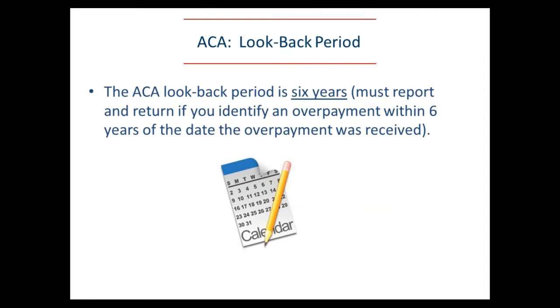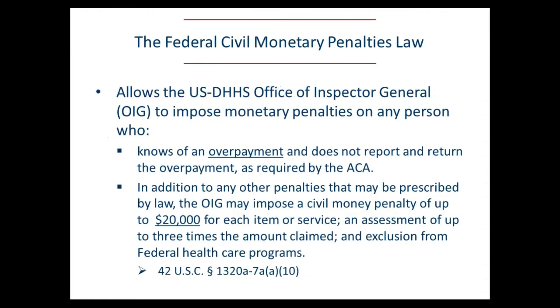The ACA look-back period is 6 years. What that means is you must report and return if you identify an overpayment within 6 years of the date the overpayment was received.